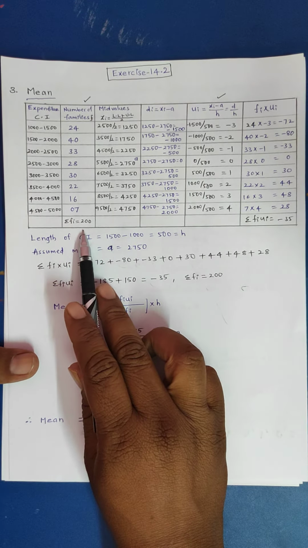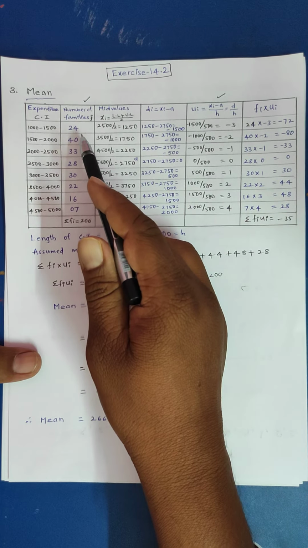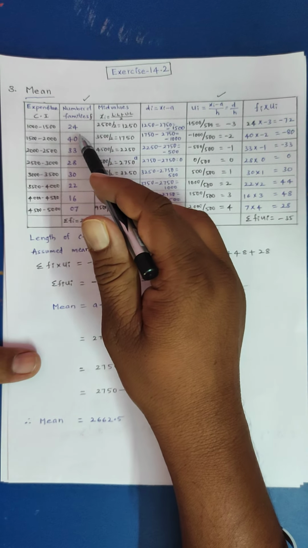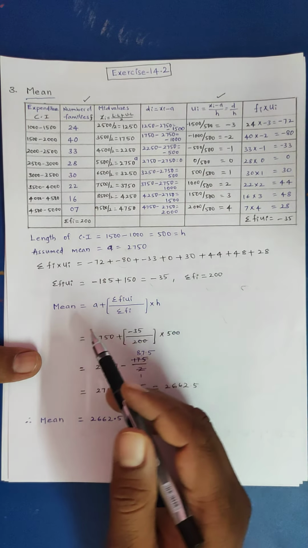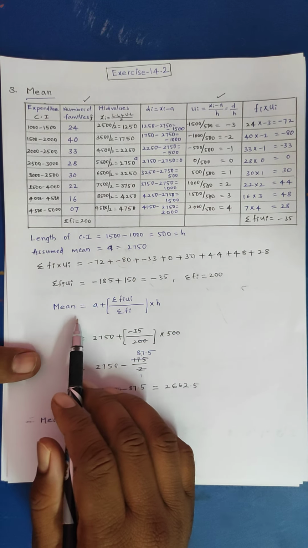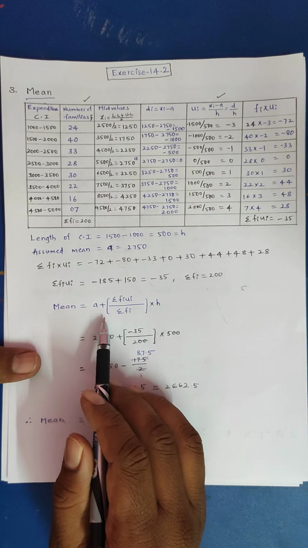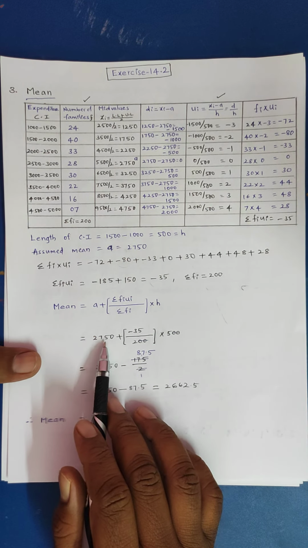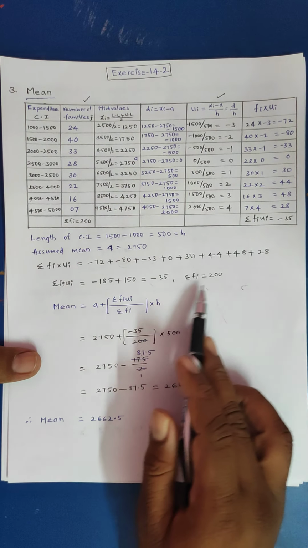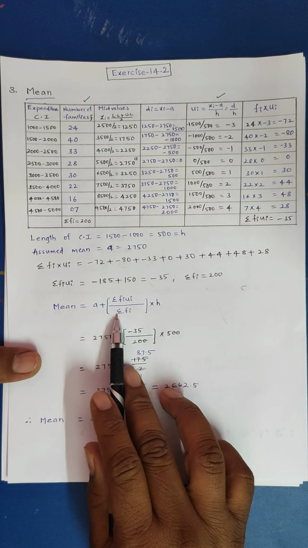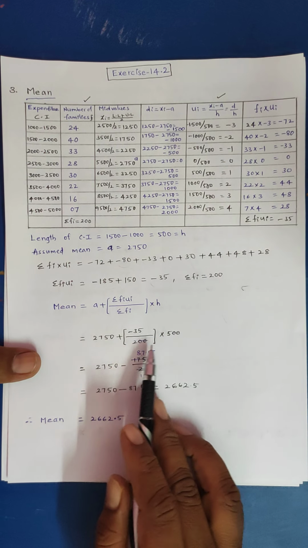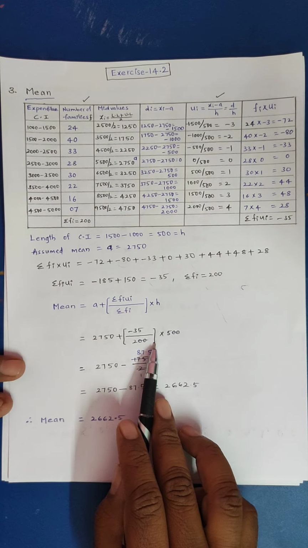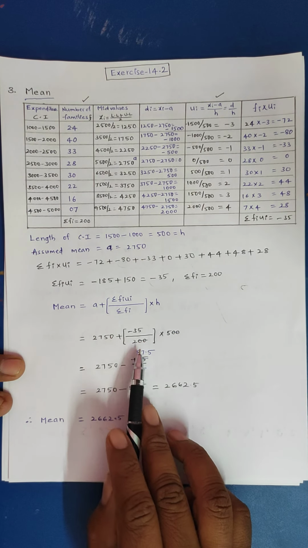Now summation of Fi means number of families, there is some 200. Step deviation method formula: mean is equal to assumed mean plus summation of FiUi by summation of Fi into h. 2750 plus this answer we got here, minus 35, by summation of Fi 200 into h value 500. 2 zeros get cancelled, means 100, 5s are 100, 2s are.